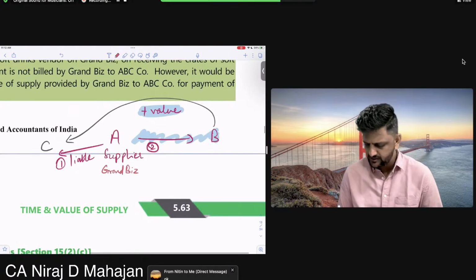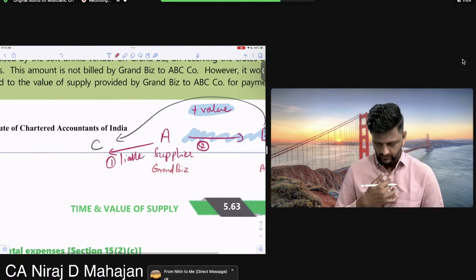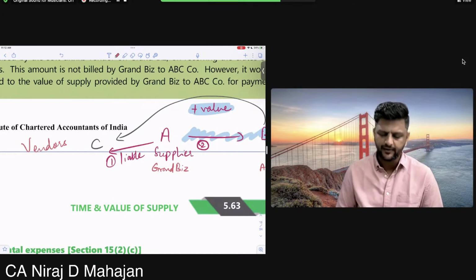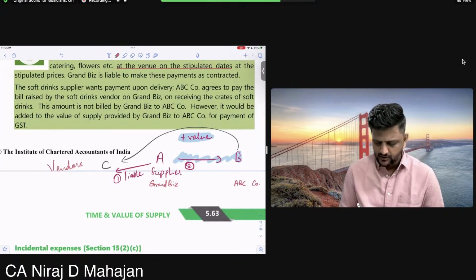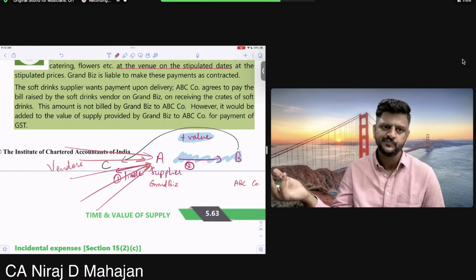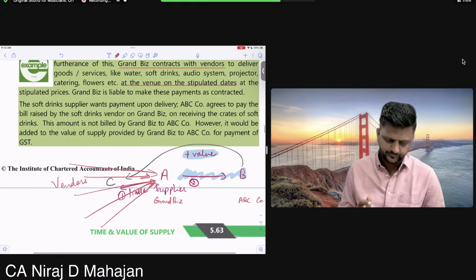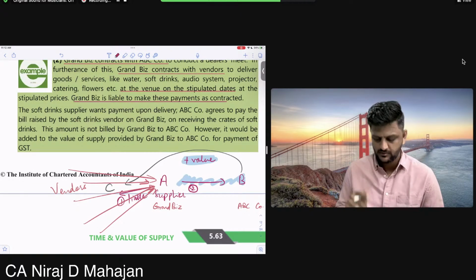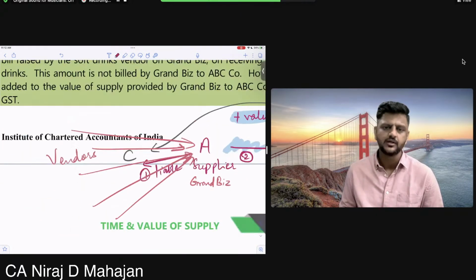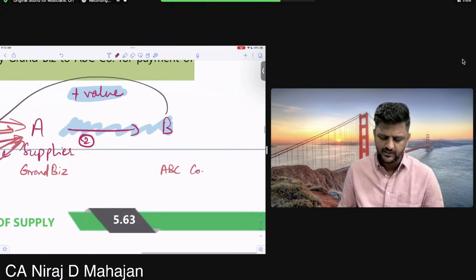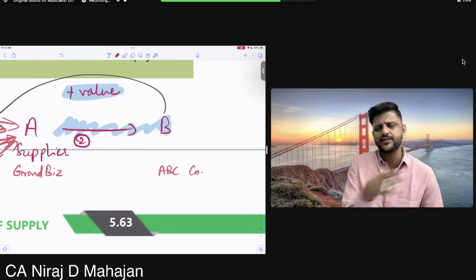ABC company. And here they have lots of vendors: flower, decorator, music system, and catering, everything. Understood? So all these vendors are going to give service to A. And then A in a single contract or a single invoice is going to charge to B. Now here, Grand Biz is liable to make payments to the vendors. Yes or no? The contract is between vendors and Grand Biz, and the second contract is between Grand Biz and the company. Clearly, is there a connection or no now?